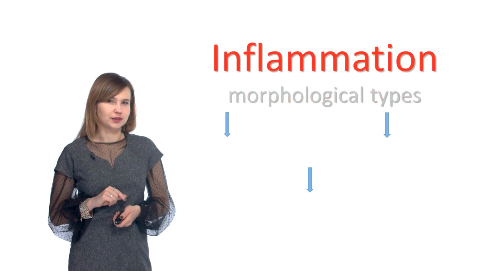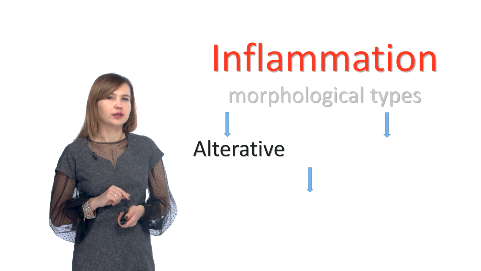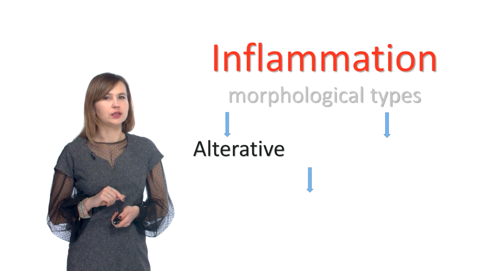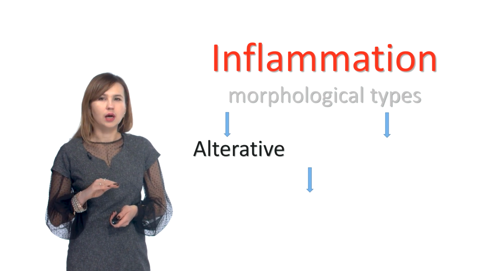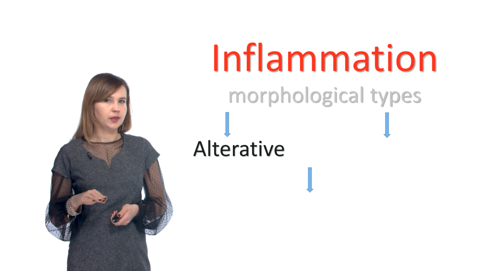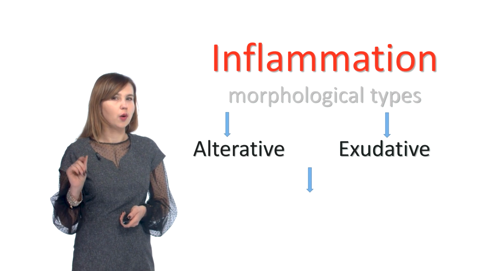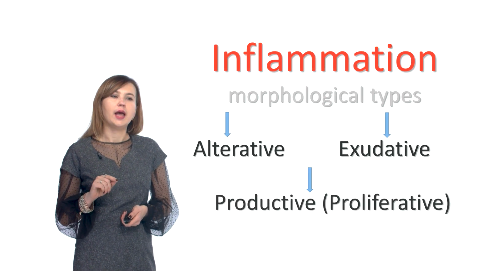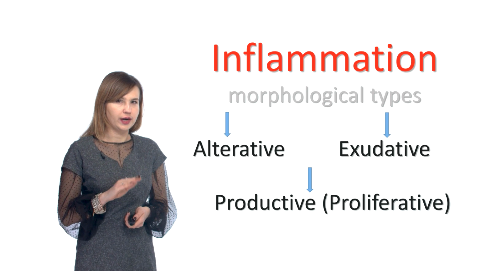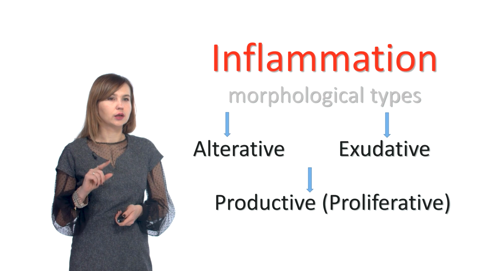Inflammation, morphological types. Classification of inflammation according to the morphological types. One of them, alterative inflammation. Alterative inflammation is characterized by the prevalence of degeneration and necrotic lesion. It is a separate type of inflammation. Exudative inflammation is inflammation with predominance of the exudating process, mainly acute inflammation. And next is productive proliferative inflammation. It is inflammation with predominance of the proliferation phase, mainly chronic inflammation.